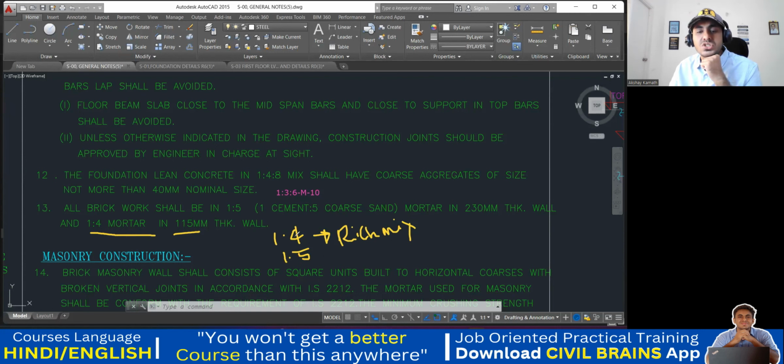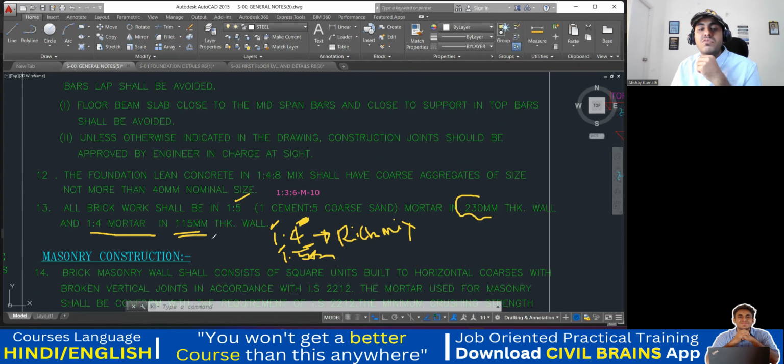In comparison to 1:5, 1:4 is a richer mix, because here it is 1 part of cement and 4 parts of sand, but here it is 1 part of cement and 5 parts of sand, not coarse aggregate. So here the sand amount is more, the volume will be more. As a result, the strength will come down compared to 1:4. So for a 230 thick wall, your wall is already thick. Again, you don't require too much strength. That is why we go with 1:5.